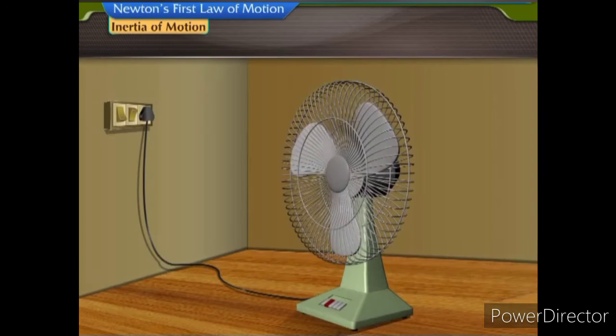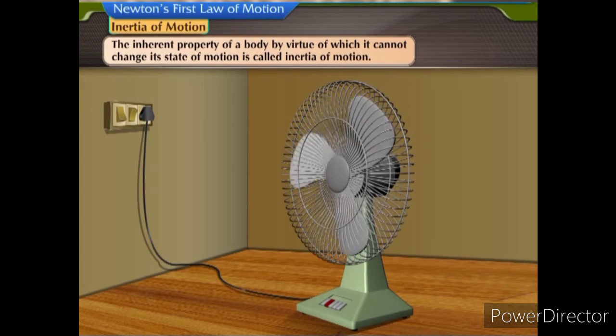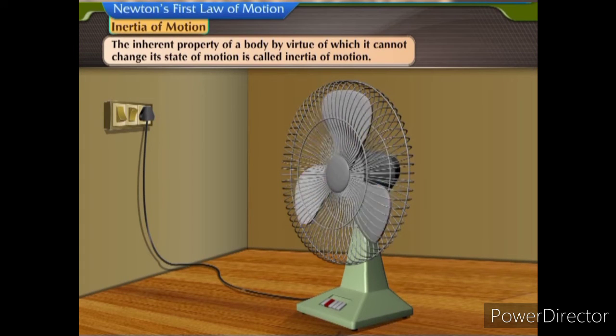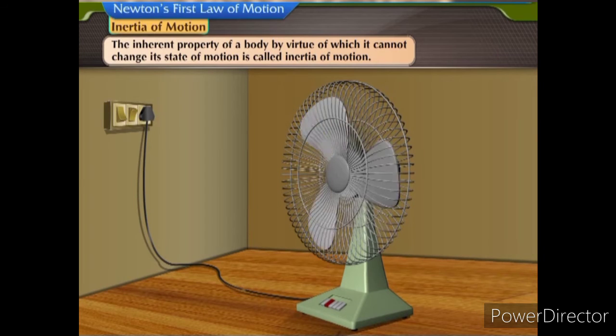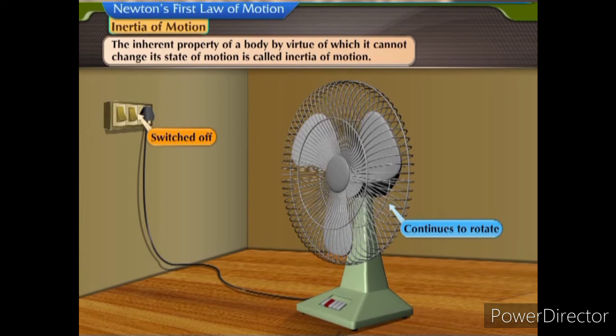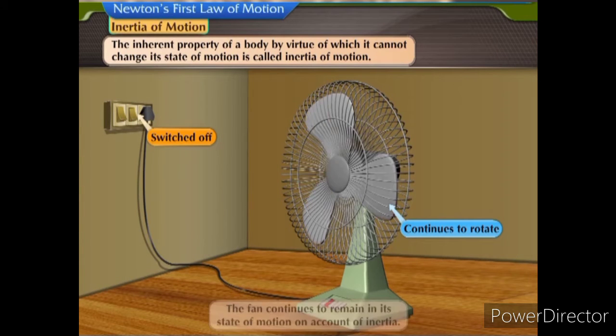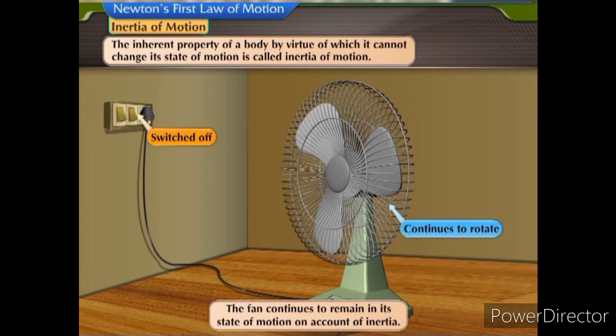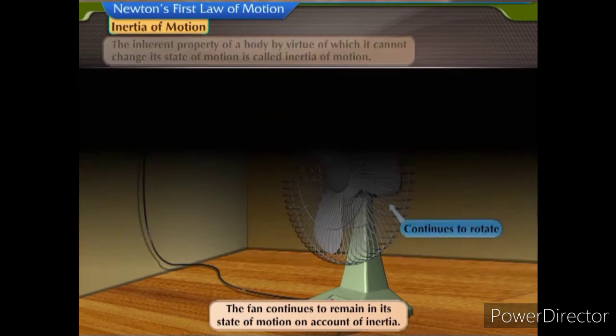2. Inertia of motion. The inherent property of a body by virtue of which it cannot change its state of motion is called inertia of motion. For example, when a rotating fan is switched off, it continues to rotate. The fan continues to remain in its state of motion on account of inertia.